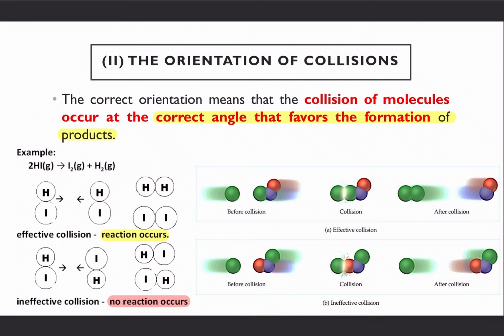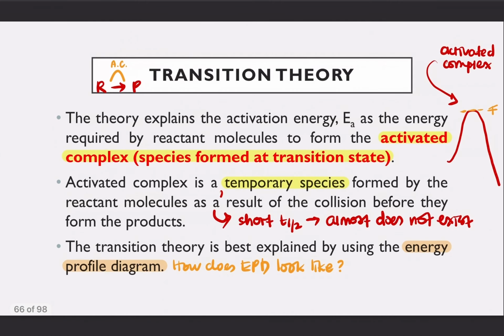Okay, that is what is meant by orientation. On your right here is kind of the same examples. Next, we know that our reactant will turn to product when it has a certain amount of energy. But actually, before your reactant turns into product, you will have a transition state.